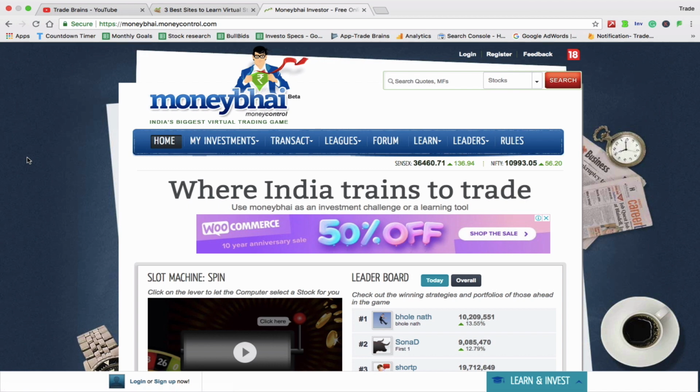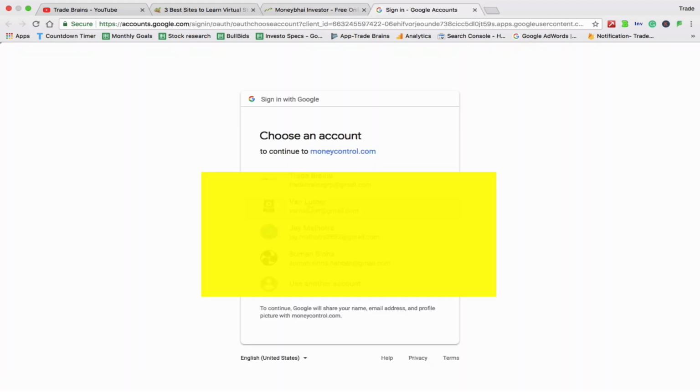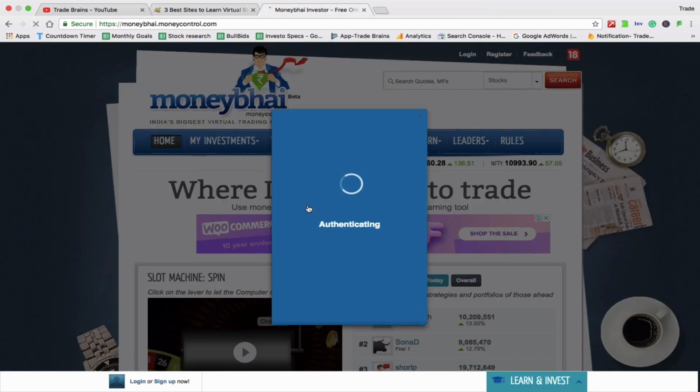The first thing that you need to do here after opening this website is to register. You can register using your Facebook ID or your Google ID. Now I have already used my Facebook account, so I'll register with Gmail. All you need to do is to open Gmail and select the account that you want to use.